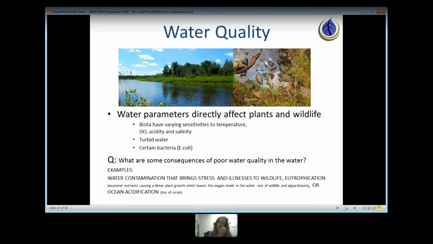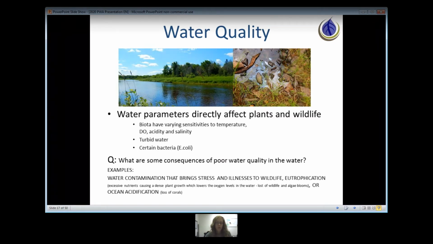And of course, our water quality also impacts our environment. We have certain species that are very sensitive to water parameter changes, such as temperature, dissolved oxygen, acidity, and salinity as well. If we have turbid water, that can also impact some of our predators' ability to find their food. And bacteria as well. If we have too much bacteria, it can develop into E. coli, which can bring a lot of health issues.